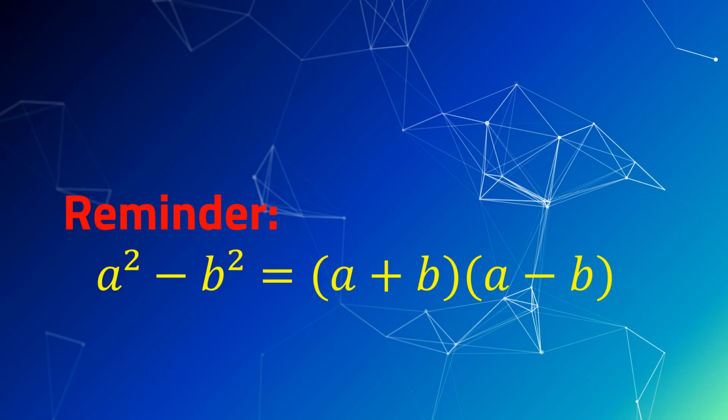The factored form of the difference of two squares. So always keep in mind this pattern that a squared minus b squared is the same as a plus b times a minus b. So this one is the factored form. This one is the given polynomial.